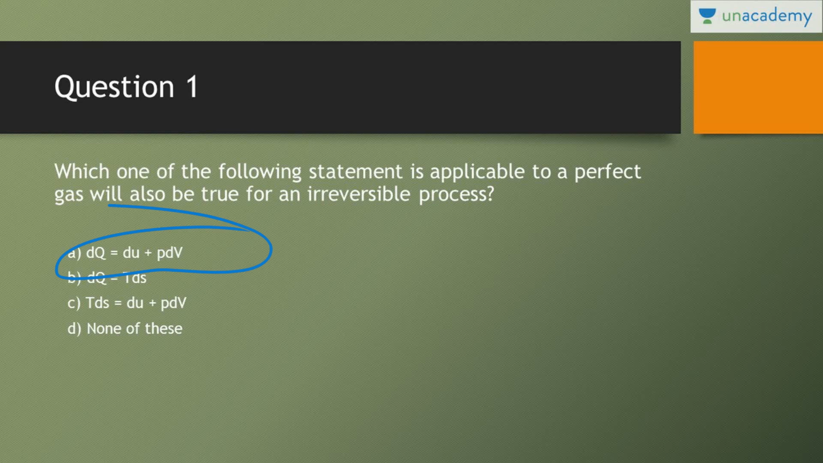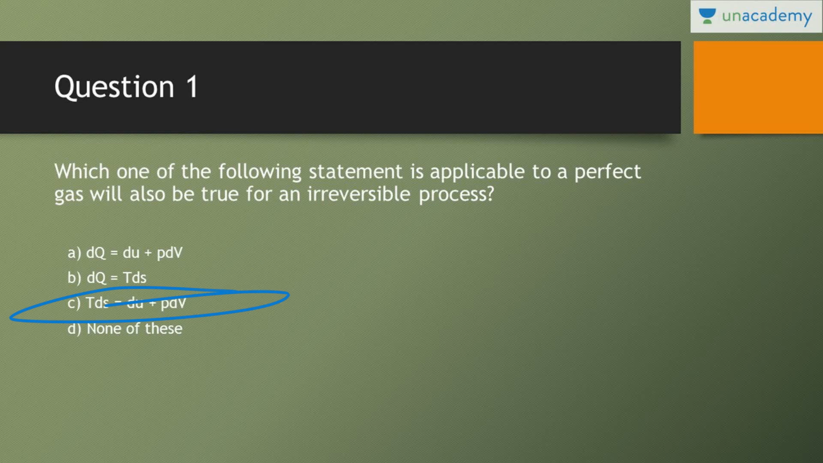The second is dq is equal to tds, which is also valid for a reversible process. Now the third one, tds is equal to du plus pdv. All these terms are properties. Temperature is a property, it does not depend on the path. Entropy is a property, it does not depend on the path. Internal energy, pressure and volume are also properties that do not depend on the path. So in tds is equal to du plus pdv, these all are properties.